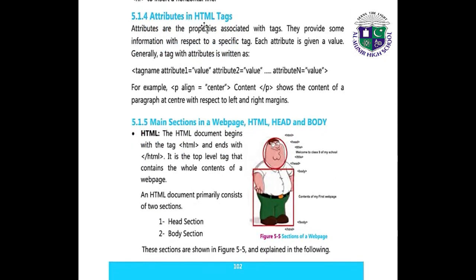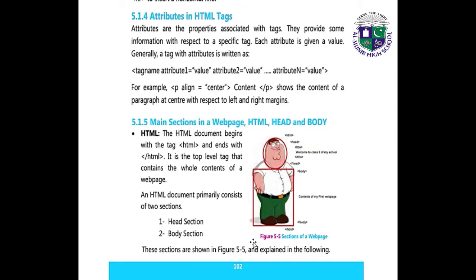What are the attributes in HTML tags? Attributes are the properties associated with tags. They provide some information with respect to a specific tag. Each attribute is given a value. Generally, a tag with attributes is written as shown in this line. For example, <p align="center">content</p> shows the content of a paragraph.